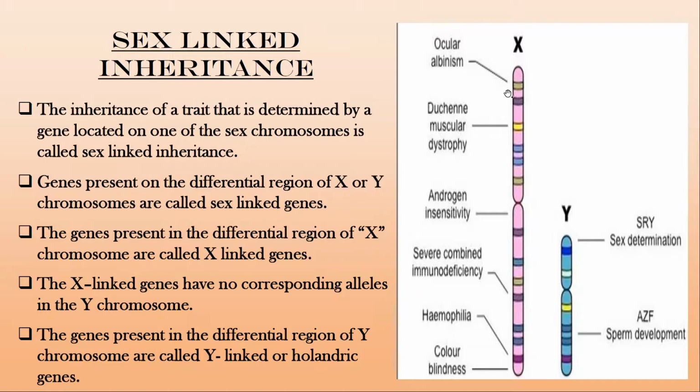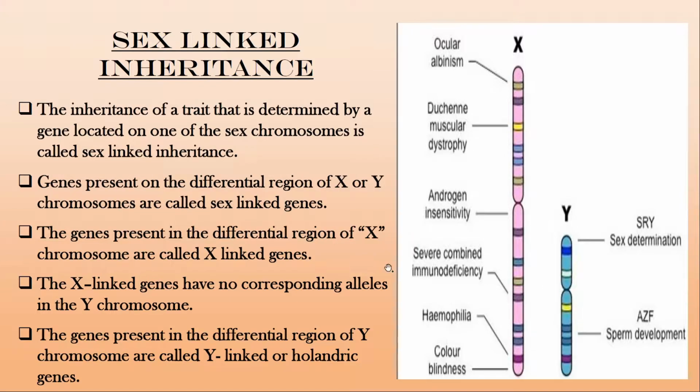So what do you mean by differential region? This differential region will not be present in the other chromosome. There is no corresponding gene in the other chromosome. They are specially present only on the X and Y chromosome. So these genes present on the differential region of the X and Y chromosomes are called sex-linked genes, and the inheritance of these sex-linked genes is called sex-linked inheritance.